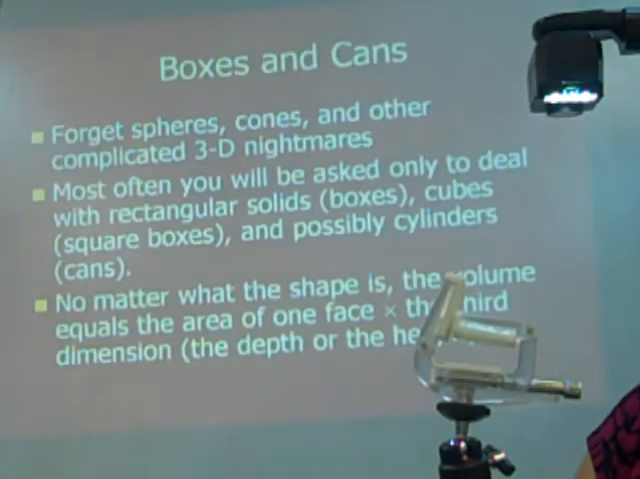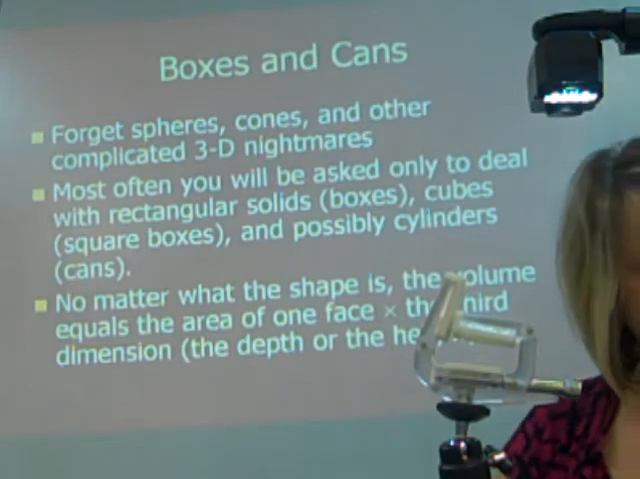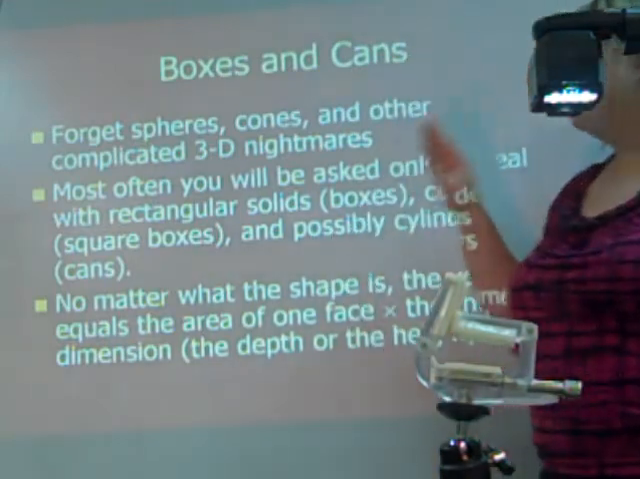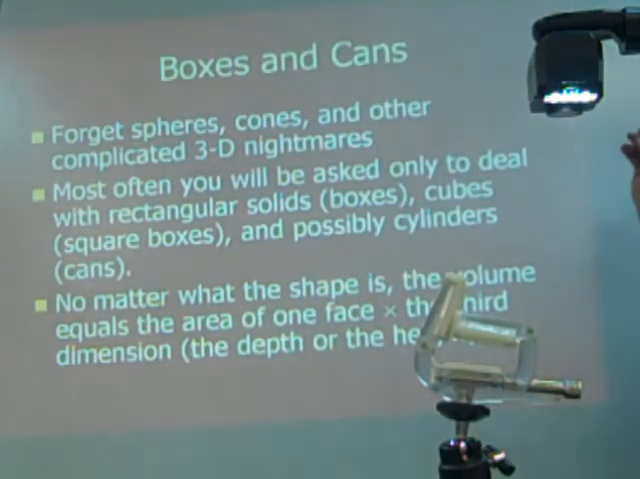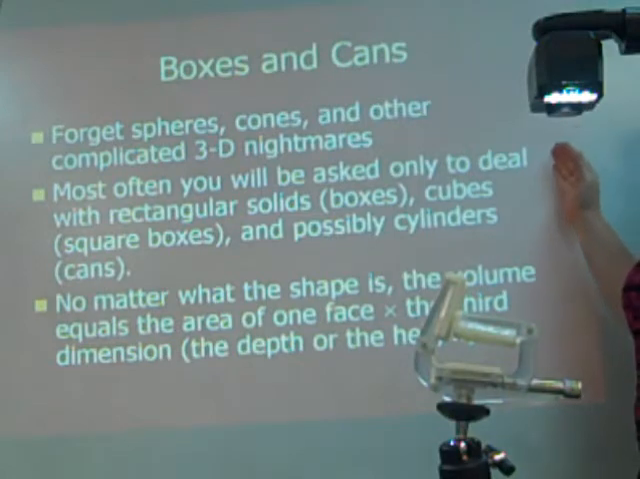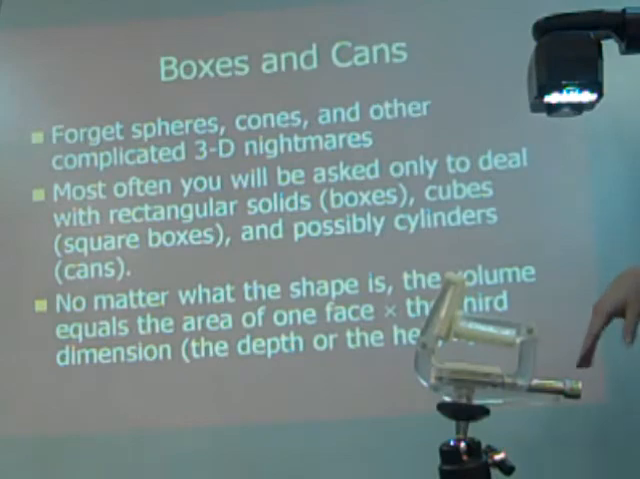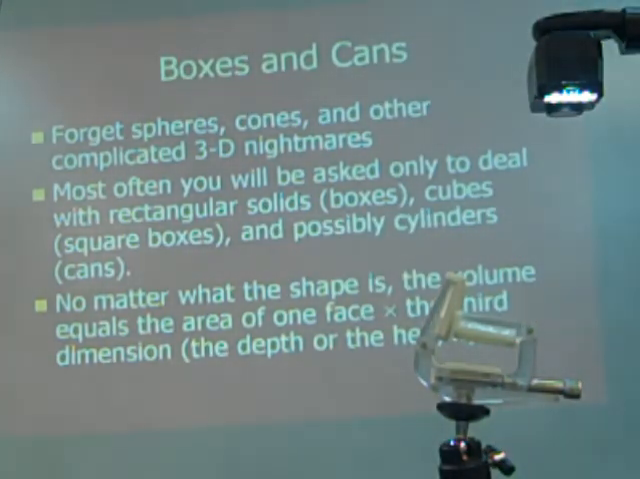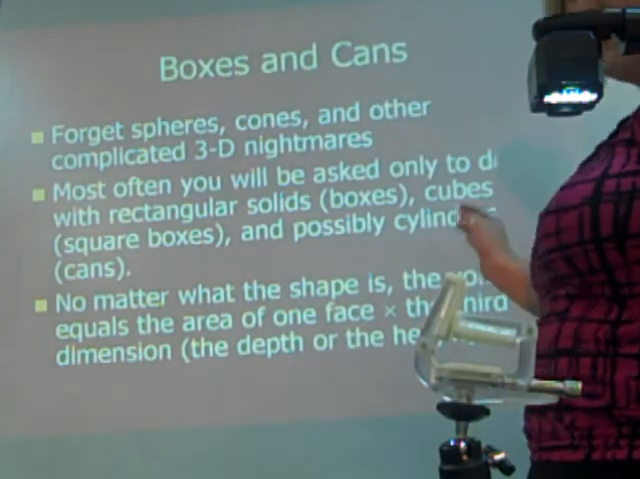Alright, so now we are ready for boxes and cans. You can forget spheres, cones, and other complicated 3D nightmares. Most often on the SAT, if they're going to ask you about something three-dimensional, you'll be asked only to deal with a rectangular solid or a box, a cube, which is just a special kind of rectangular solid, it's a square box, and maybe a cylinder. No matter what the shape is, the volume equals the area of one of the faces times the third dimension or the height. So you just find the area of one of the faces and then multiply it by the other dimension.